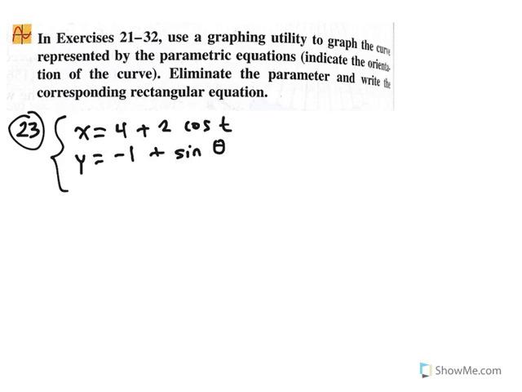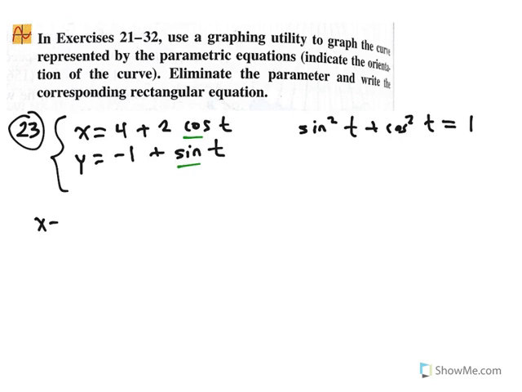Number 23 is similar to number 21. We're also going to use the Pythagorean identity sine squared t plus cosine squared t is equal to 1 to help us eliminate the parameter t in our set of parametric equations. And the reason why you might think that is because you see both cosine and sine functions as a part of your parametric equations. So before you can square to get cosine squared t and sine squared t, you should isolate the trig expressions cosine t and sine t in each parametric equation.